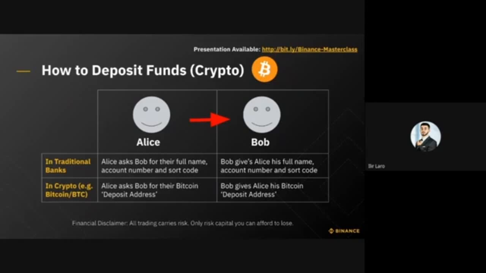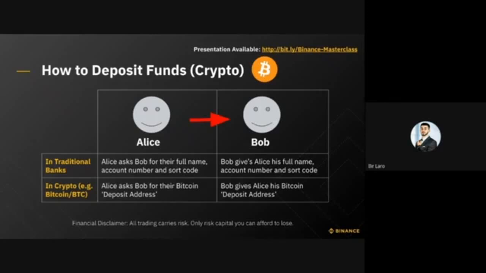In the traditional sense, via your bank, Alice needs to ask Bob, "Hey Bob, can you give me your full name, your account number, and sort code?" Bob then gives Alice his full name, account number, and sort code. Alice would then have to go to the bank and send funds to Bob this way. So the information required is typically a full name, account number, and sort code.